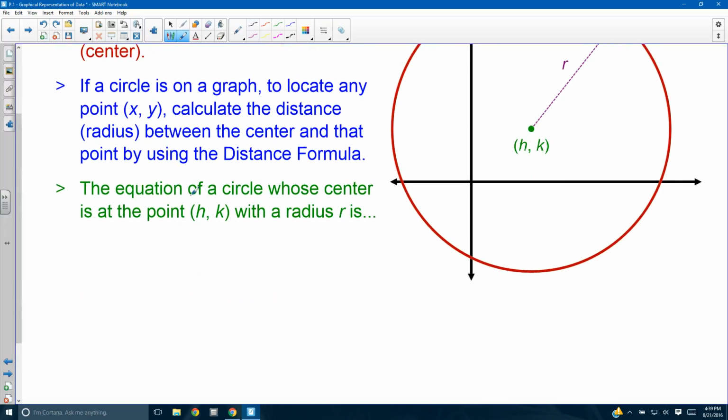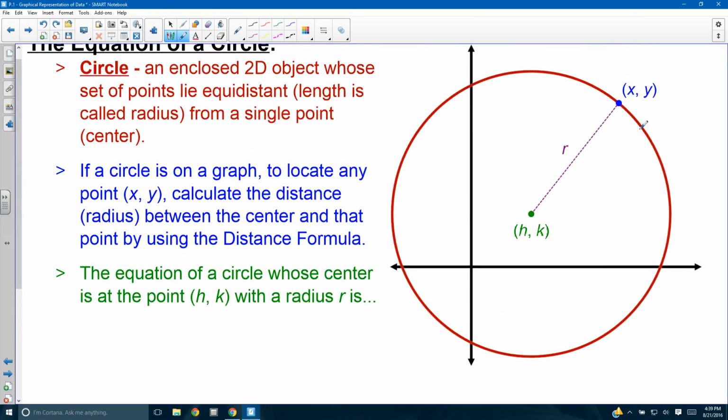So the equation of a circle whose center is at the point h, k with the radius r is, well, let's think of the distance formula or Pythagorean theorem. The distance between your center point's x-coordinate h and any point on the circle x will be x minus h. Technically the absolute value of, but because we're using Pythagorean theorem, we're going to square it anyway, so I don't have to use that. And the distance between any y point on the circle and the k at the center will be y minus k. So once again, in terms of Pythagorean theorem, a squared plus b squared equals c squared, we're going to be doing that same thing.